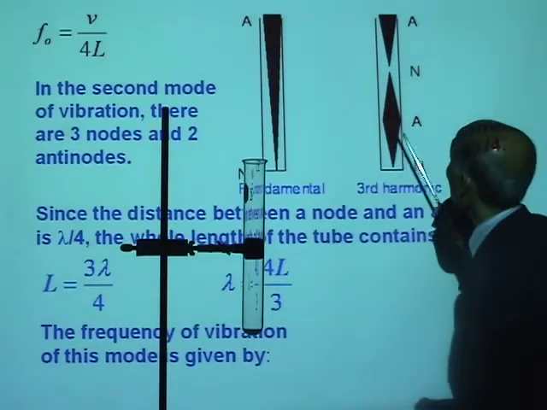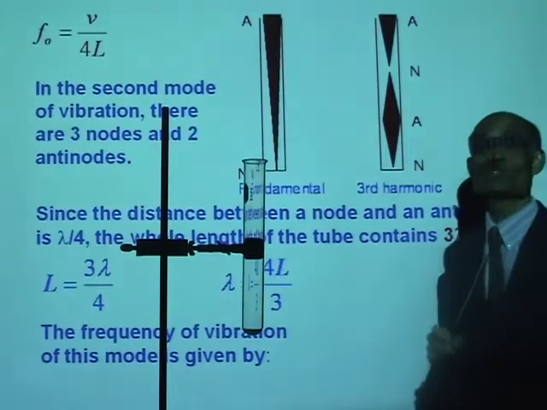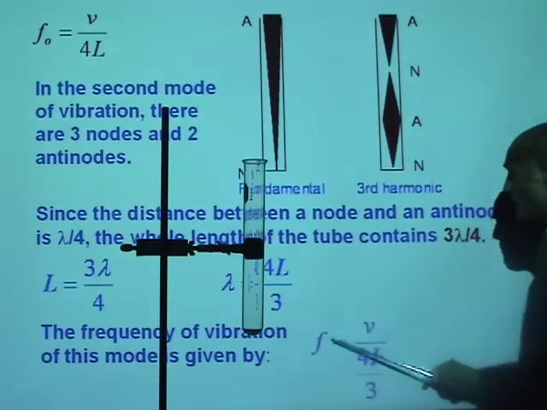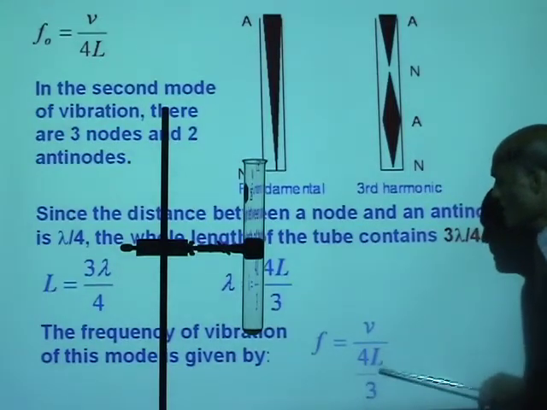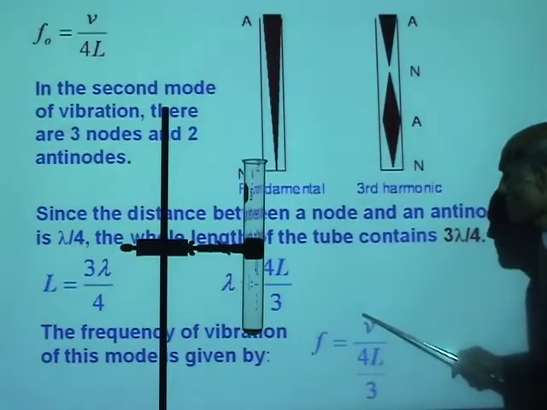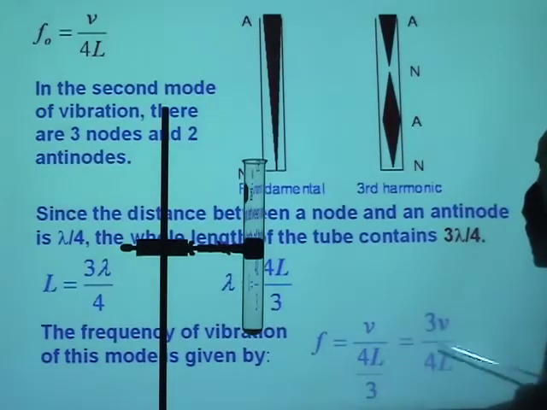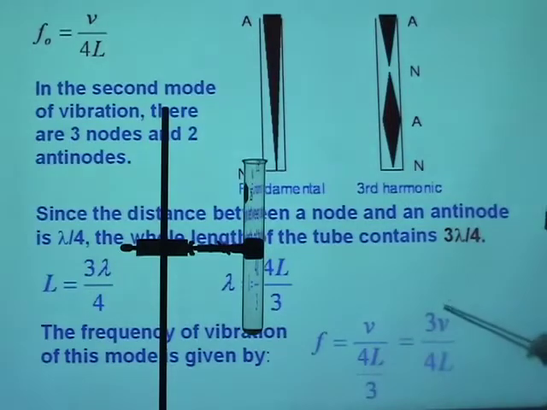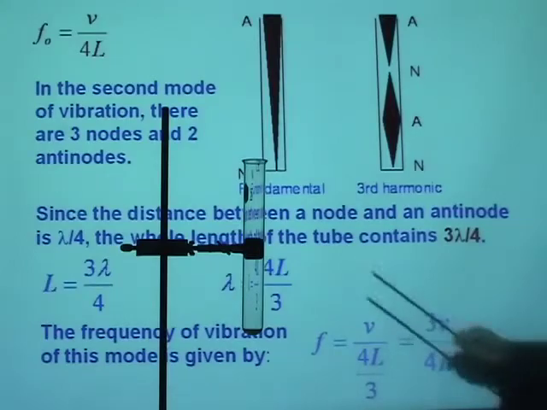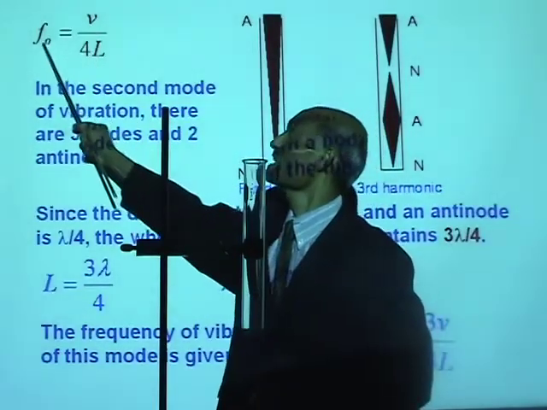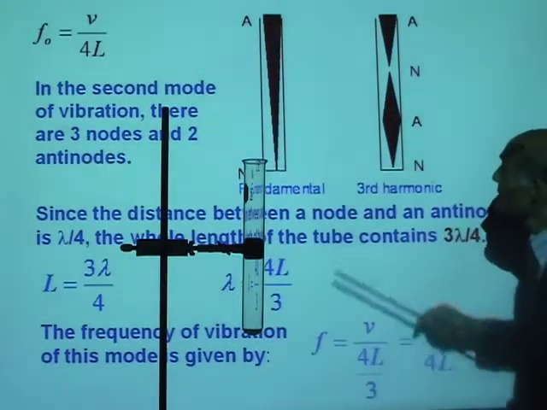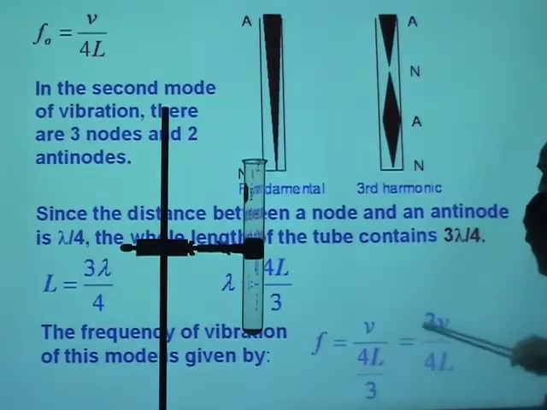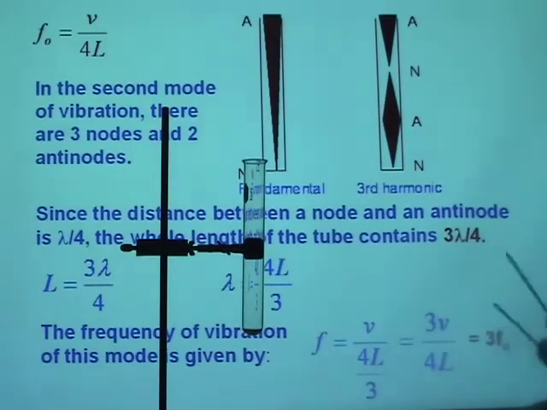And therefore, what is the frequency of vibration of this closed tube? F equal to V over lambda. Lambda is 4L over 3. And you see this 3 will go up, it'll become 3V over 4L. But you know that V over 4L, what does V over 4L represent if you remember? V over 4L is the fundamental frequency. So in a closed tube, the second mode of vibration is 3 times the fundamental.